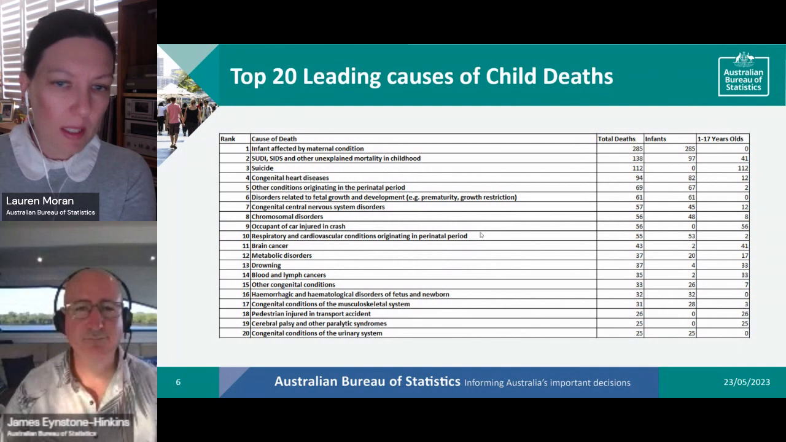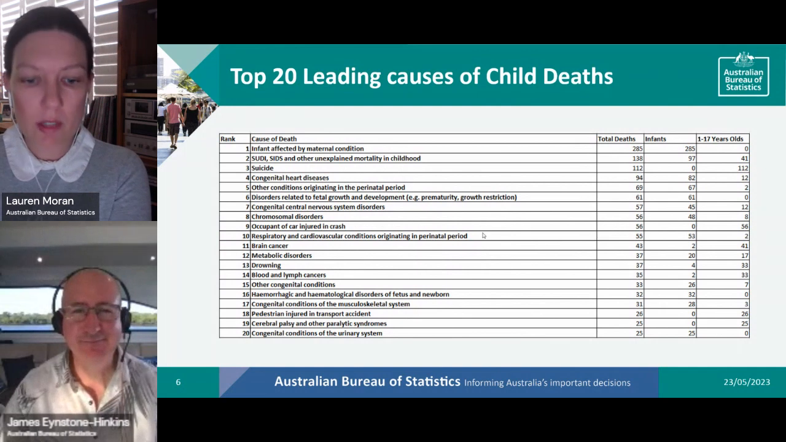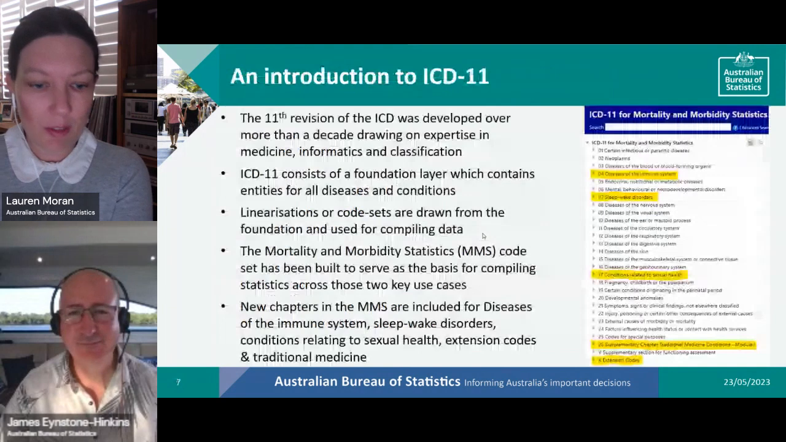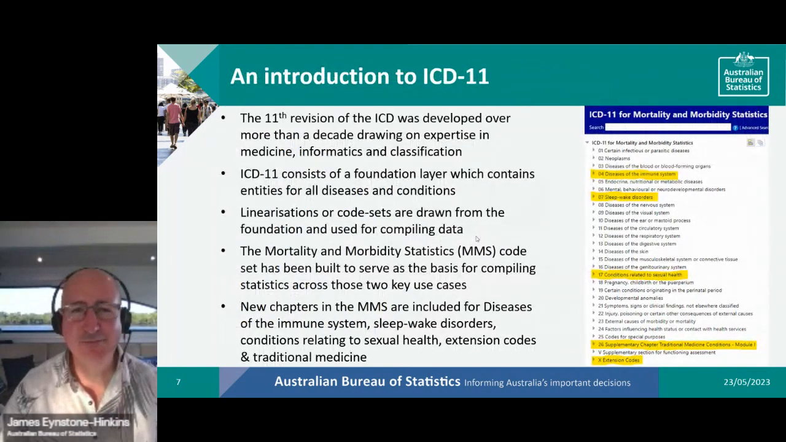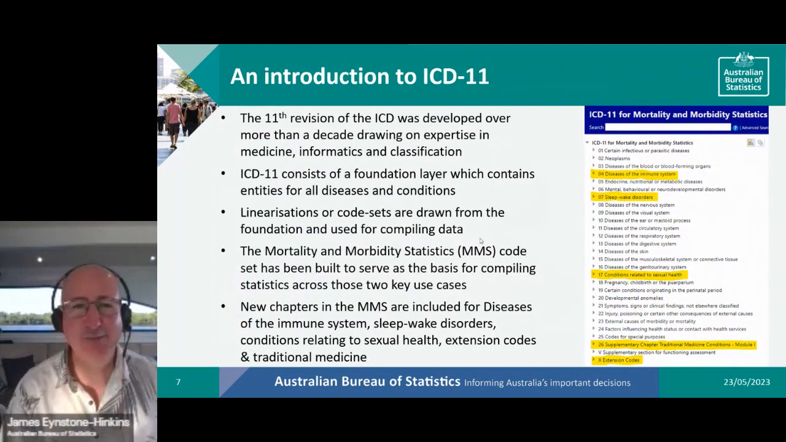So that hopefully sets the scene as to what we do as the ABS, and hopefully some crossover with data sources for the child death review teams, as James then goes into ICD-11 and some of the opportunities and change coming up. All right, thank you very much, Lauren, and apologies everyone for losing the connection there for a minute. Hopefully we can power through to the end from here.